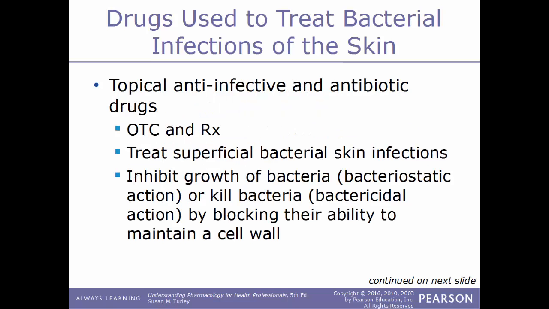A group of drugs used to treat bacterial infections of the skin are topical anti-infective and antibiotic drugs. These are available in prescription strength and in over-the-counter strength, and are used to treat superficial bacterial skin infections. The way they work is they inhibit the growth of bacteria, or they kill the bacteria by blocking their ability to maintain a cell wall. So these can be bacteriostatic or bactericidal.